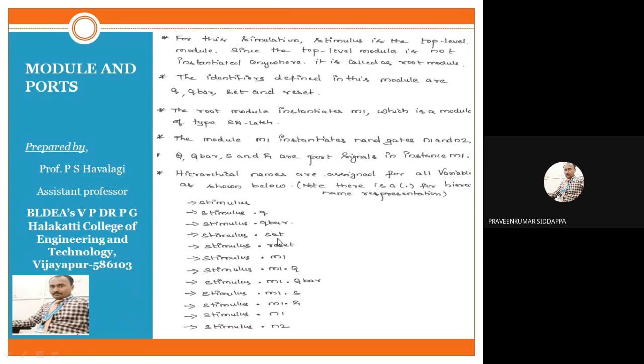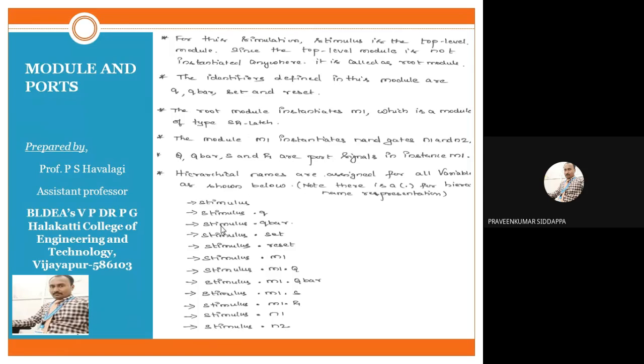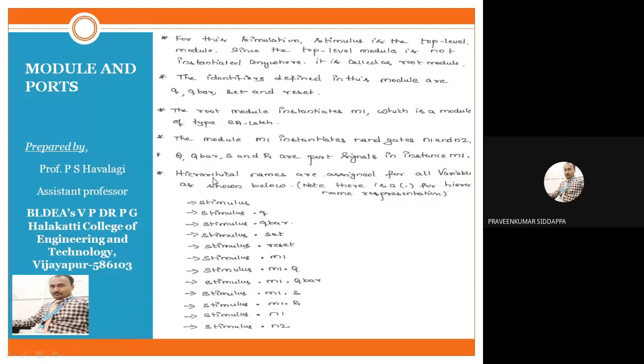After all the variables are over, next comes the M1 block. How should we write it? Stimulus.M1. For that M1 block, whichever signals are connected, we should provide those names: stimulus.M1.Q, stimulus.M1.Q bar, stimulus.M1.S. These are the namings we should provide. Next, stimulus.n1 and stimulus.n2. This is what we call hierarchical names.